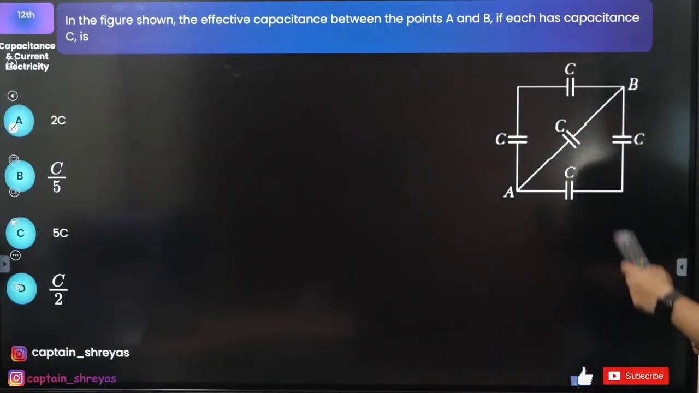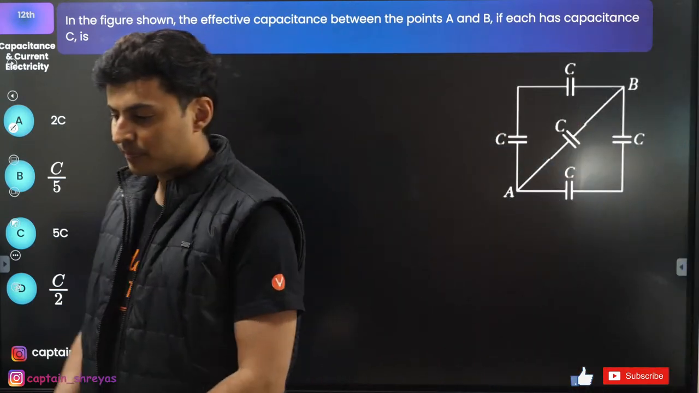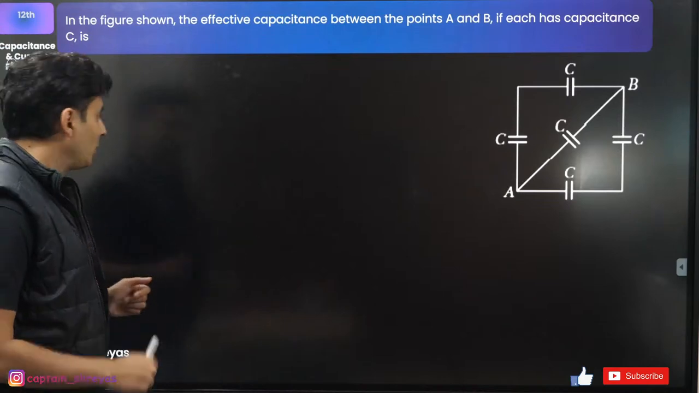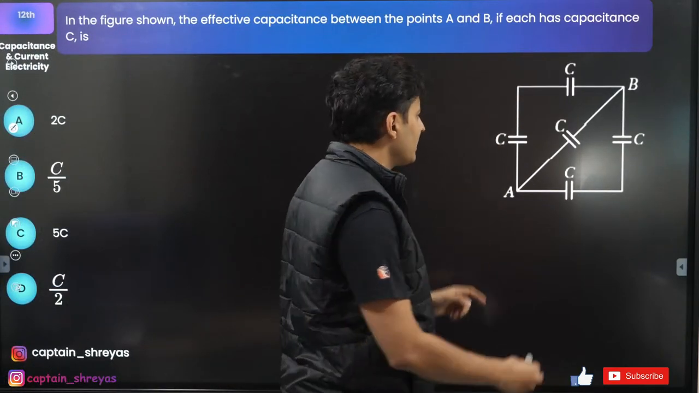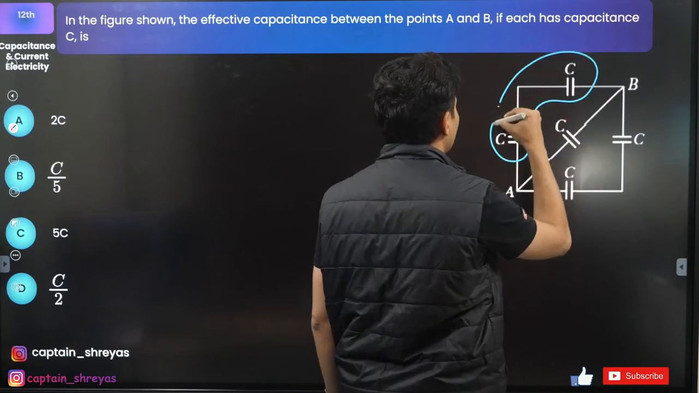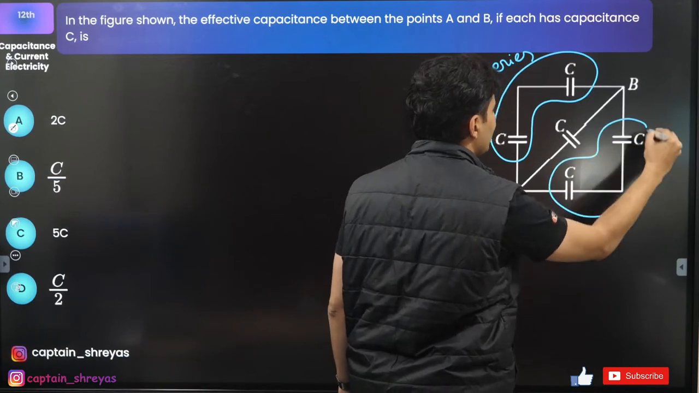Okay. Cool. In the figure shown, what is the effective capacitance? Try to think about this problem. Come on. Think about this. How are we going to solve this question? These two capacitors are in series. Can you not see that? These two capacitors are basically in series. So are these two capacitors in series.